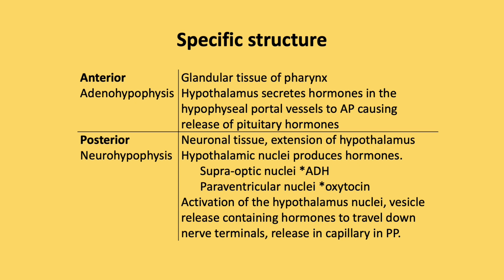In comparison, the posterior pituitary is an extension of the hypothalamus. Within the hypothalamus, there are two key nuclei, the supraoptic and the paraventricular, which produce hormones. These hormones travel down vesicles and are stored within the posterior pituitary before they're released.